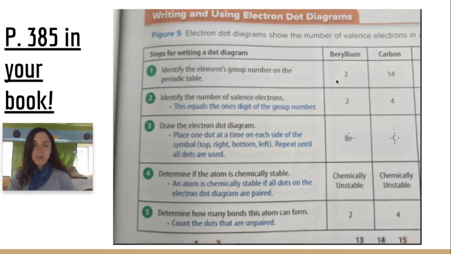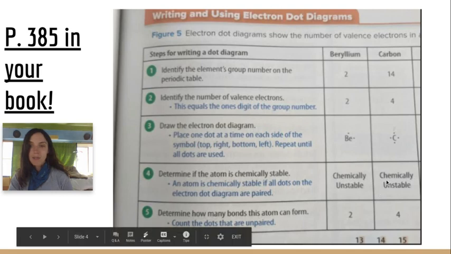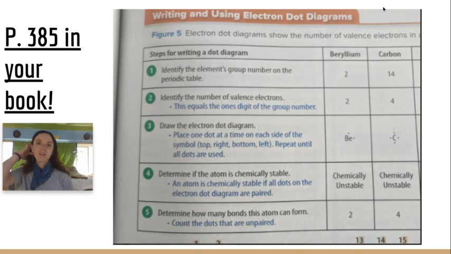It gets a little different when we go further down the periodic table. The group numbers become double digits, and we just pay attention to that last digit. For example, carbon is in group 14. That means it has 4 valence electrons. It's chemically unstable because 4 is less than 8, and so it can form 4 bonds. I want you to really review page 385 in your book. That's going to help you answer the questions on your Google Forms quiz today.